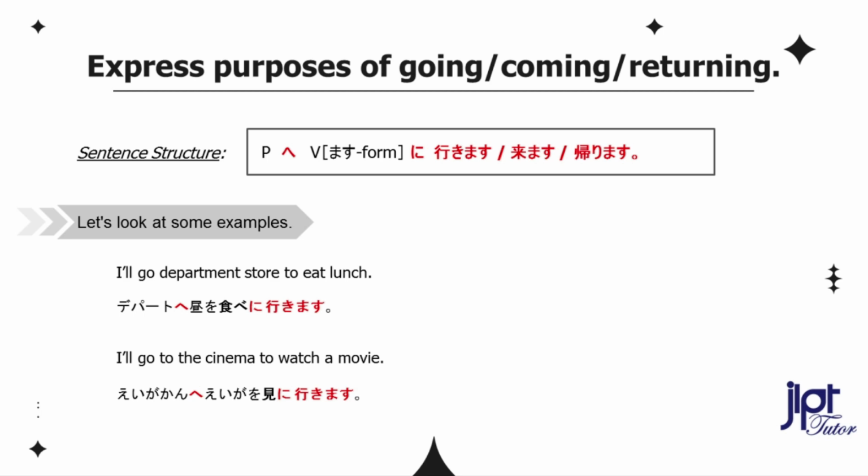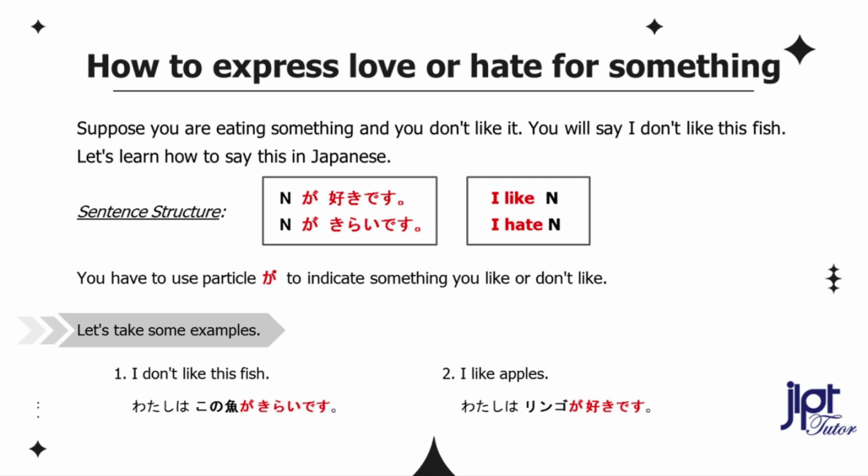How to express love or hate for something. Now it's time to learn how to express your love or hate towards something in Japanese. Suppose you are eating something and you don't like it. You will say, I don't like this fish. Let's learn how to say this in Japanese. Sentence structure: noun ga suki desu, kirai desu. And with this, you have to use particle ga to indicate something you like or don't like.